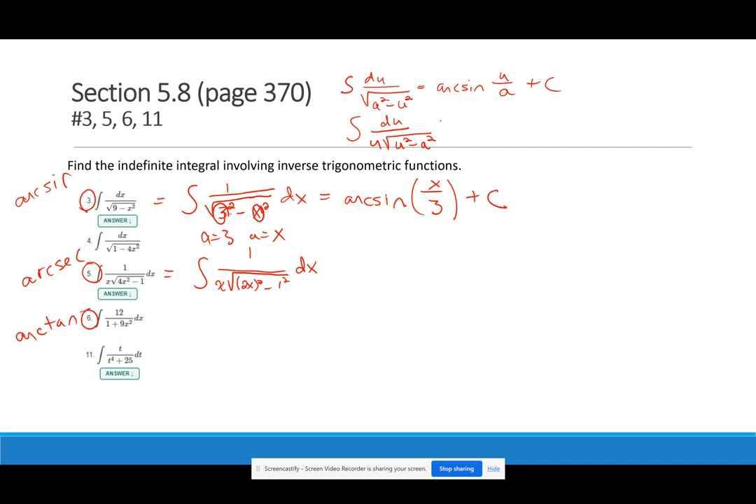Okay. And the answer turns out to be 1 over a, and then it will be arcsecant of the absolute value of u over a plus c. So that's the formula I'm trying to use. On this one, I'm going to do a little u substitution. Let me erase this over here on the left so I can do my little u out of the way. Okay, so I'm going to let u equal 2x. If I do, du would equal 2 dx.